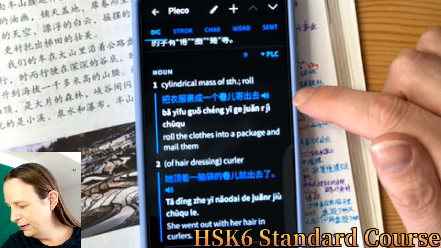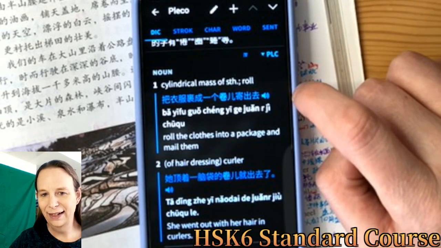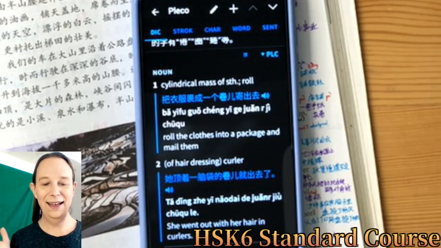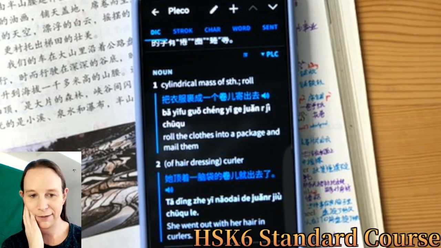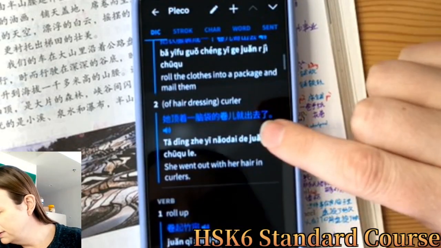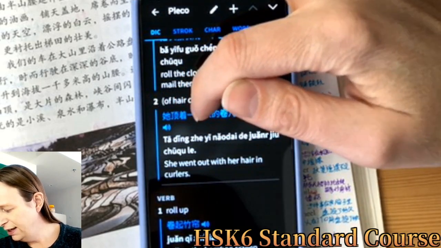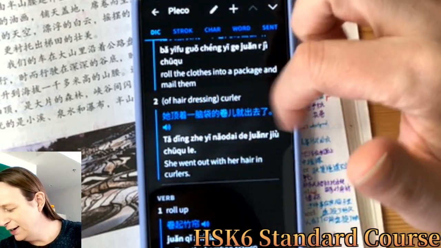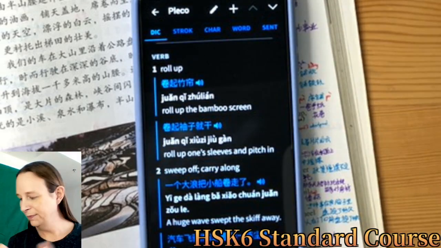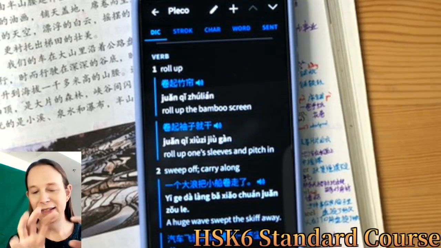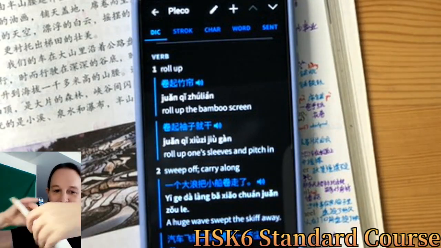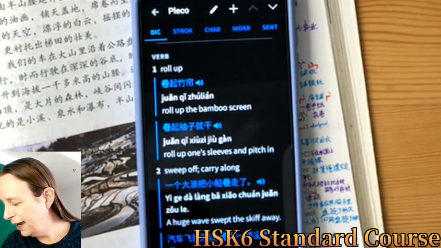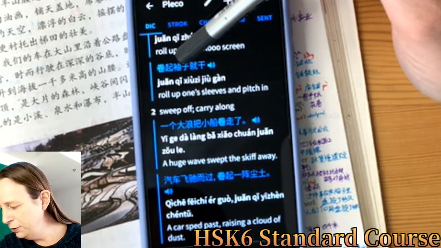So something like this. Oh, this is a scroll or something like this, right? 一个卷儿. Oh, like 春卷儿. Yeah, 蛋卷儿, 对吗? Egg rolls, spring rolls. 卷起竹帘. Okay, bamboo screen. So you roll it up. 我把这个本子卷起来. What's next?